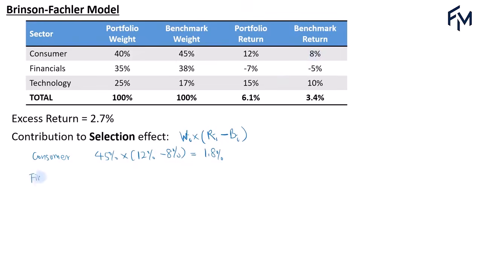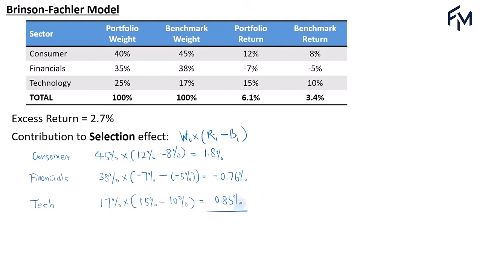So for financials, that will be 38% times negative 7% portfolio return minus the benchmark return for financials. So this will equal negative 0.76%. So the manager's selection skill for the financial sector is worse compared to the benchmark. And for technology, that will be 17% times 15% minus 10%. So that will be positive 0.85%. So in total, the selection effect here is 1.89%. Again, this will contribute back to the excess return.